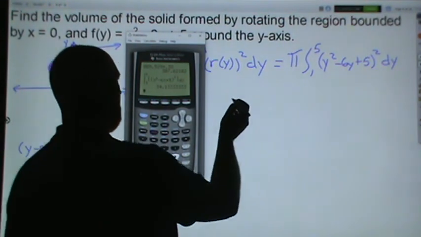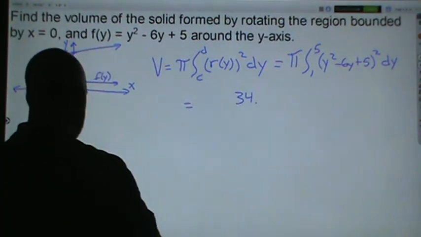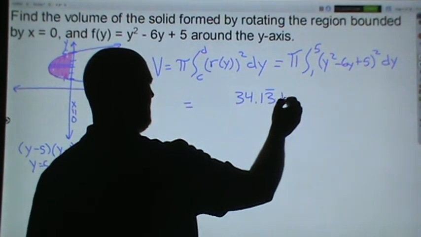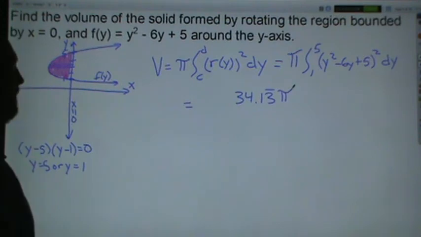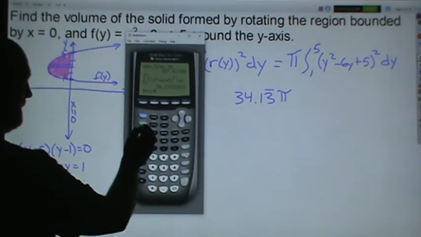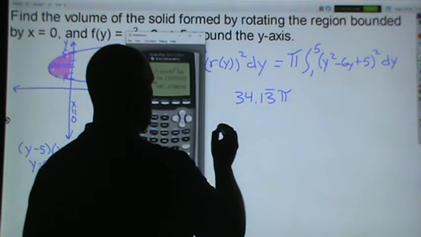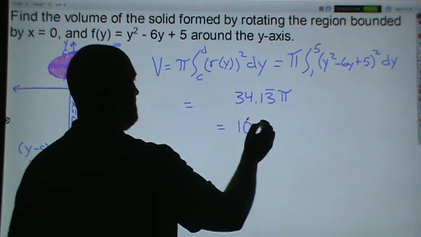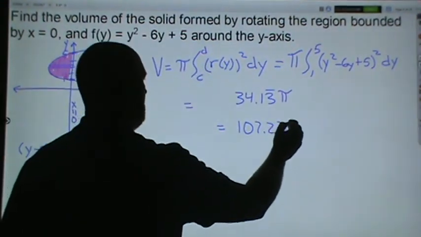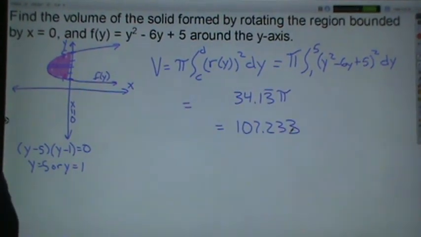So it looks like I have 34.13 repeating times pi. If we wanted to round to 3 decimal places, I could multiply by pi and write an answer of 107.233. So I hope that gets you started on the disk method.